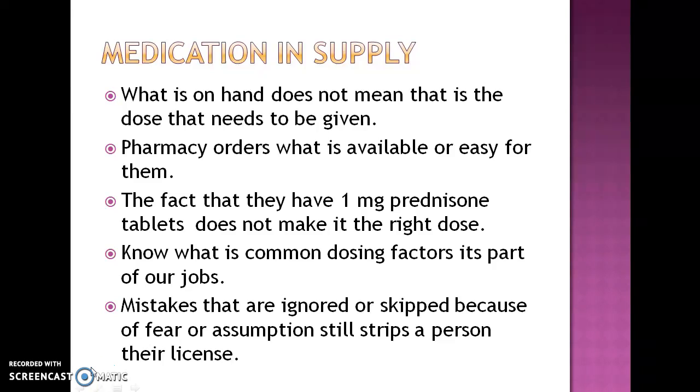Medication and supply. What is on hand does not mean that is the dose that needs to be given. Pharmacy orders what is available or easy for them. The fact that they have 1 milligram prednisone tablets does not make it the right dose. Know what is common dosing factors. It's part of our jobs. Mistakes that are ignored or skipped because of fear or assumption still strips a person of their license.